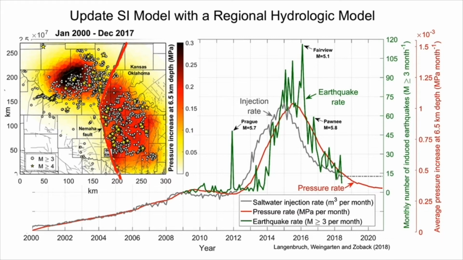Now, we did something else in this model. So one thing we did is to calculate the hydrologic model and the absolute pressure change at the depth at which the earthquakes are occurring. The other thing we did is instead of calculating one seismogenic index for this region and one seismogenic index for this region, we calculated the seismogenic index on a much more granular scale. Okay? And you'll see that in a moment.